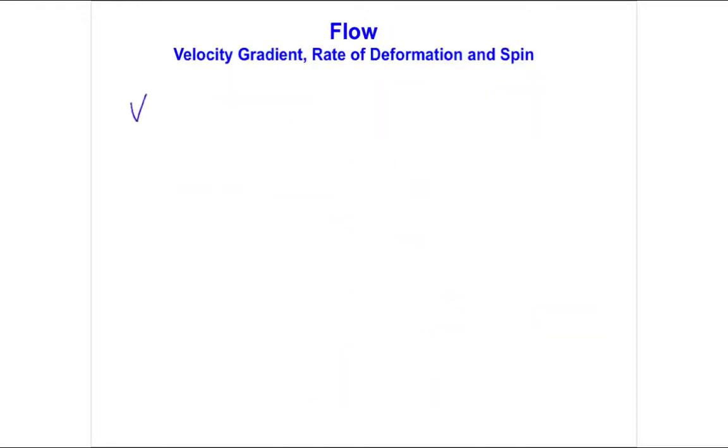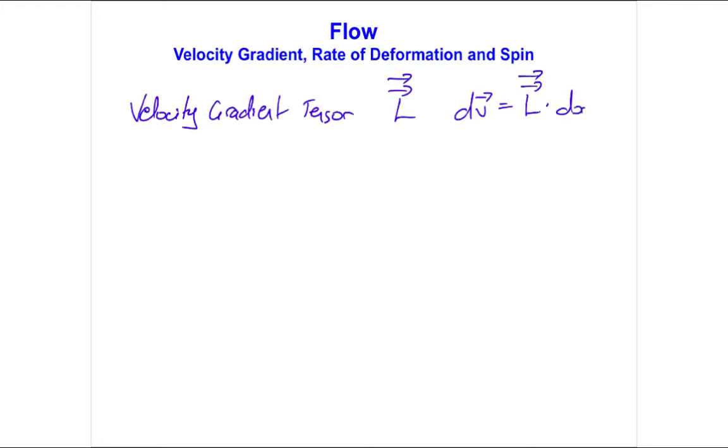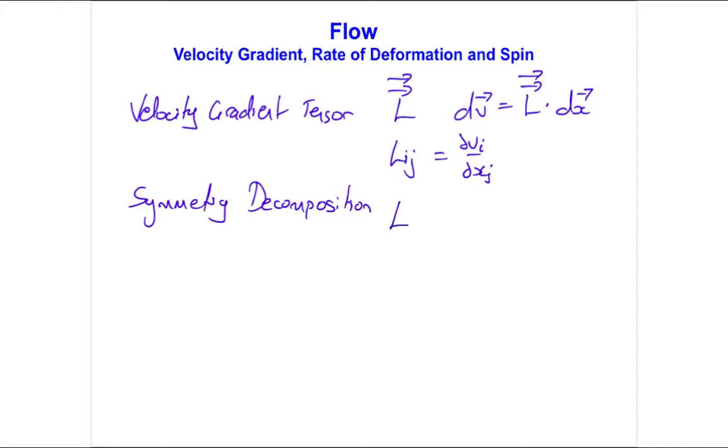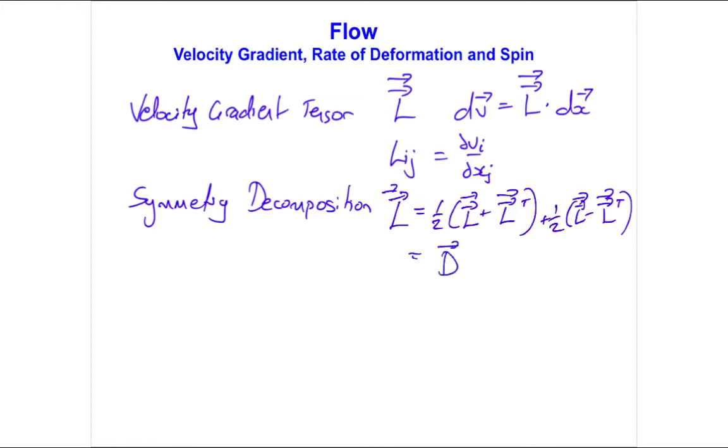Last time we introduced the key kinematic quantities for flows, starting with the velocity gradient tensor L, defined by dv equals L dot dx. So the components of L, L_ij, are the velocity gradients ∂v_i/∂x_j. Then applying the symmetry decomposition, we see that L can be decomposed into the sum of a symmetric part, 1/2 (L plus L transpose), and a skew part, 1/2 (L minus L transpose), where the symmetric part is D, the rate of deformation tensor, and the skew part is W, the spin tensor.